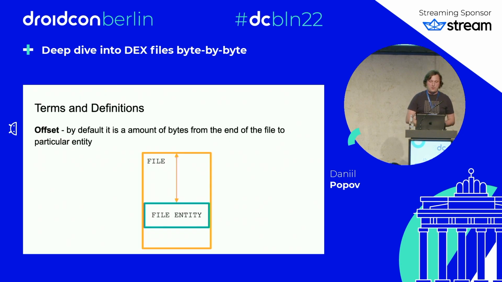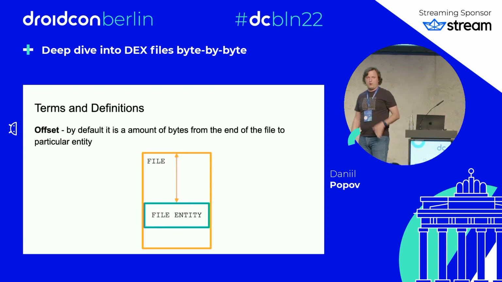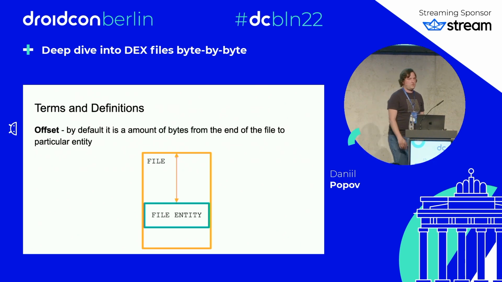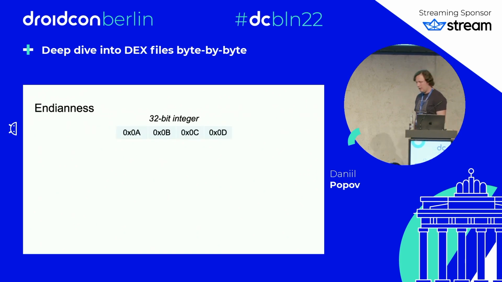And a few words about the notation. We will be talking a lot about offsets today. When I'm talking about an offset, in most cases I mean the amount of bytes from the beginning of the file to some section of this file. If I'm talking about another offset, I will notify you explicitly. By default, offsets are counted from the beginning of the file.